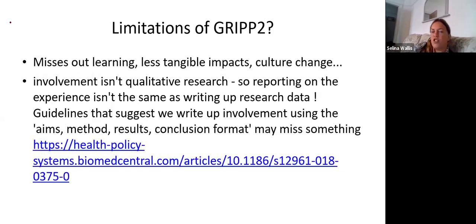So there are some limitations of GRIPP2. As public involvement manager, this isn't the only thing that we want to do to evaluate public involvement. It's quite a blunt tool. There's lots of things that it misses out on. It doesn't look at things like culture change. So we will be doing more evaluation as a team, more qualitative work in depth with researchers and members of the public, because the GRIPP2 is in quite a standardized format, so it misses out a lot of those things.